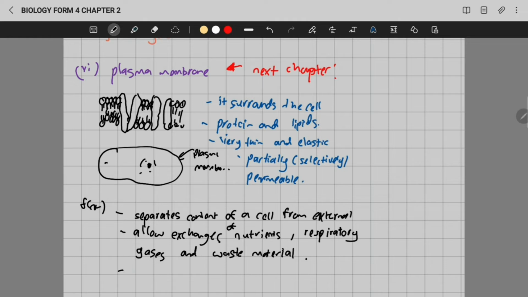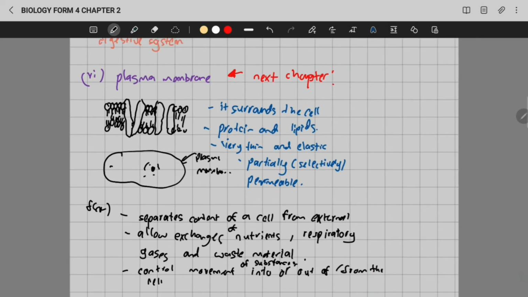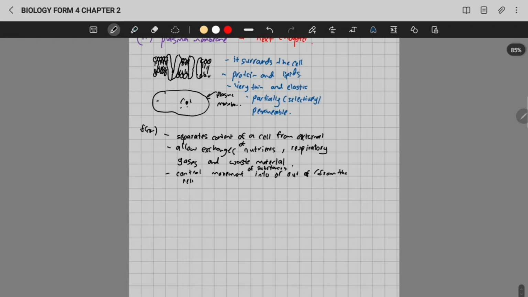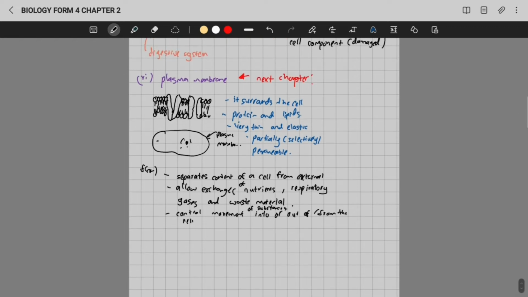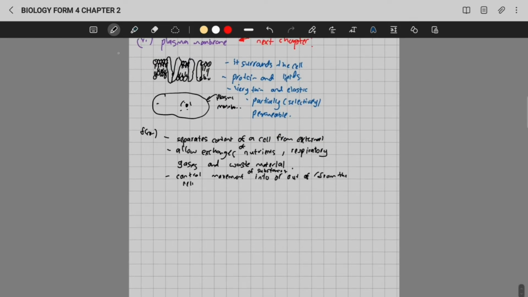And they also control movement into or out of the cell. Control movement of substances, I'm sorry. So this one is one of the most important cell components. You'll learn the detail later. And then we have ribosomes.